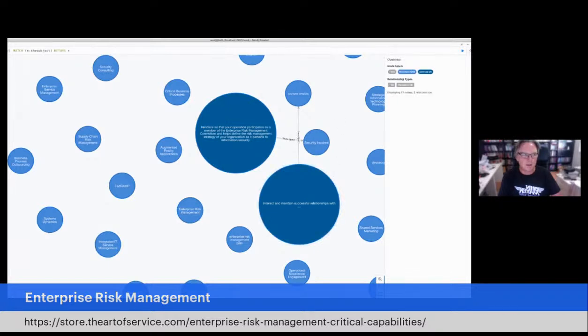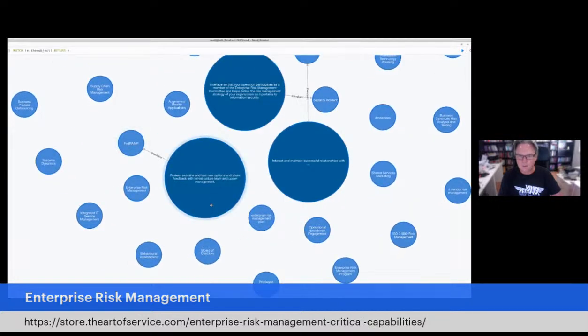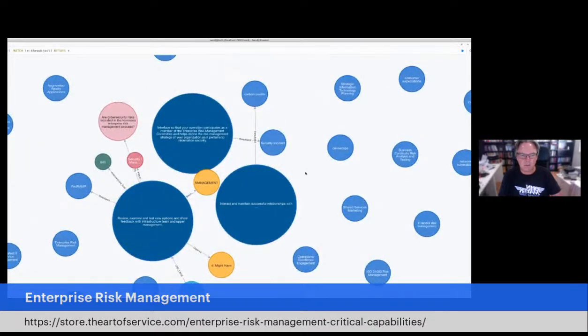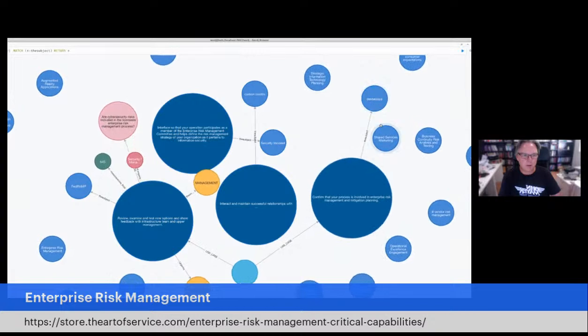Falls on the carbon credits to manage all that. FedRAMP. Review, examine, and test new options and share feedback with infrastructure team and upper management. FedRAMP by itself, and actually each and every one of these topics, is a massive topic, and we have thousands and thousands of critical capabilities aligned to each and every one of those. But these are the ones that specifically pop up when we look for enterprise risk management. Have DevSecOps under control. Confirm that your process is involved in enterprise risk management and mitigation planning.